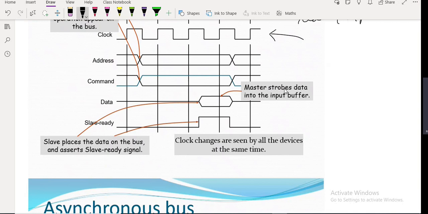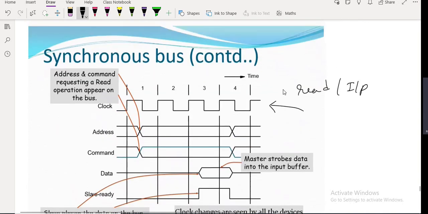How long should it be there on the bus? It is not that the data is just moving. There is some specific time the data should be available on the data bus, so that the respective device is able to capture the data. So that is about the synchronous bus.